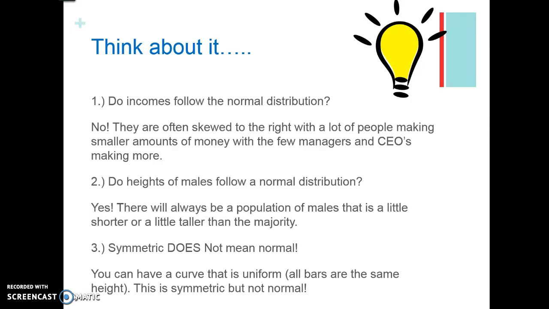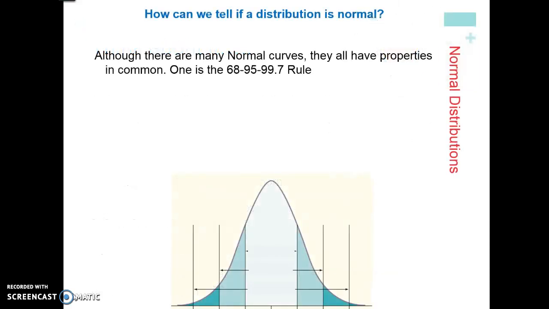Okay, also keep in mind you can have a curve that's uniform, so all the bars are the same height, which would actually make that symmetric, but that's still not necessarily normal. So think about the ages of kids in second grade. Maybe they would all be 8 years old, and that would be uniform and symmetric, but not necessarily normal. Okay, so how will we be able to tell if a distribution is normal?